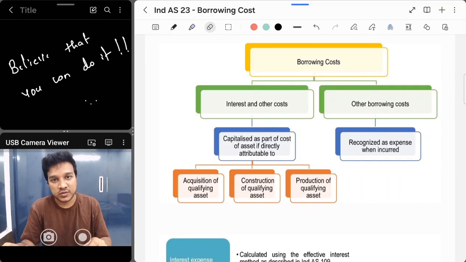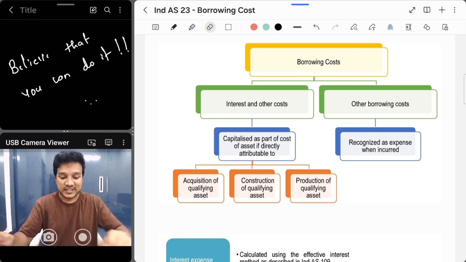So in this video we are going to study Ind AS 23, Borrowing Costs. तो आग लगाने वाले हैं borrowing cost को. My only request is that close all your books, listen to what I am saying, and watch this video till the end. So let's get started.